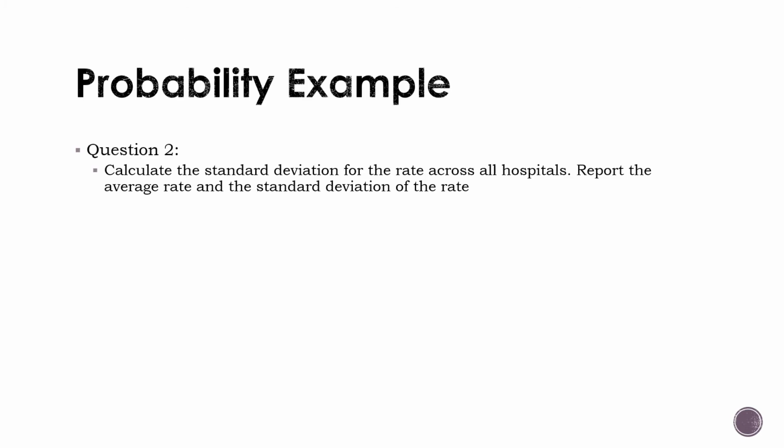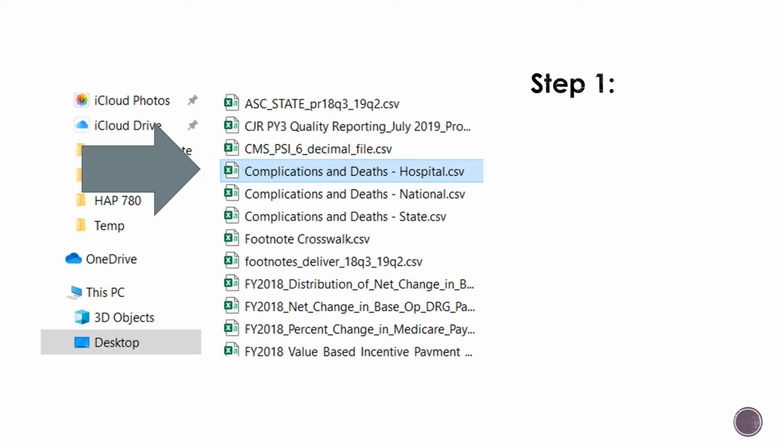For this week's assignment, you are asked to calculate the standard deviation for the rate across all hospitals and report the average rate and standard deviation of the rate. And in the following slides, I will show you how to answer this problem. For the first step, you will have to follow the link that is provided in question 2, and then download the file, extract the file, and then select Complications and Deaths - Hospitals.